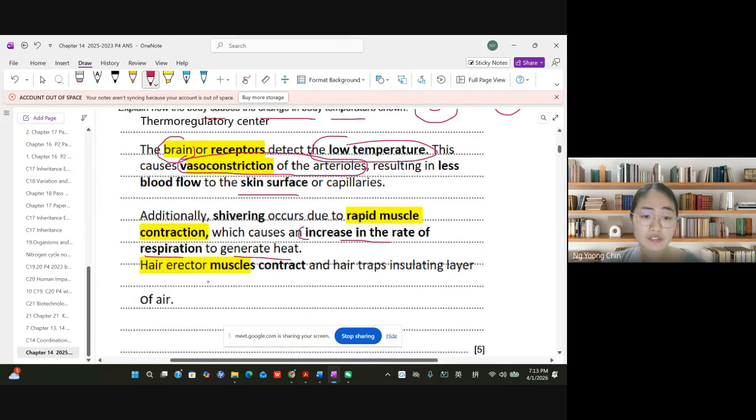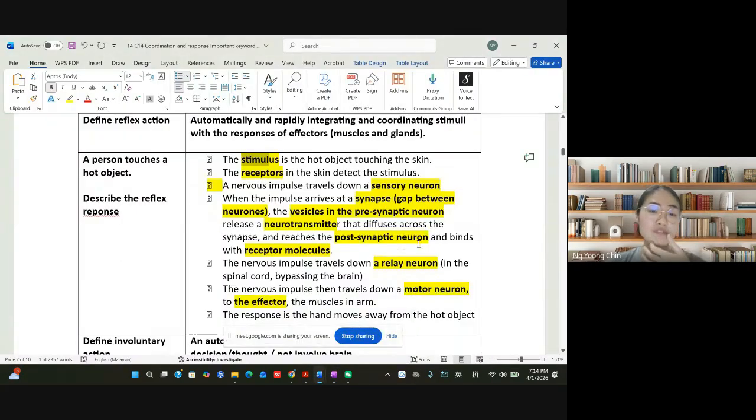And then you have this hair erector muscle, so they will contract. Once the hair erector muscle contracts, the hair will be aligned, something like the hair will stand up. And when the hair stands up, they will trap the insulating layer of air. So this will keep your body warm. For more detail, you can refer to here.